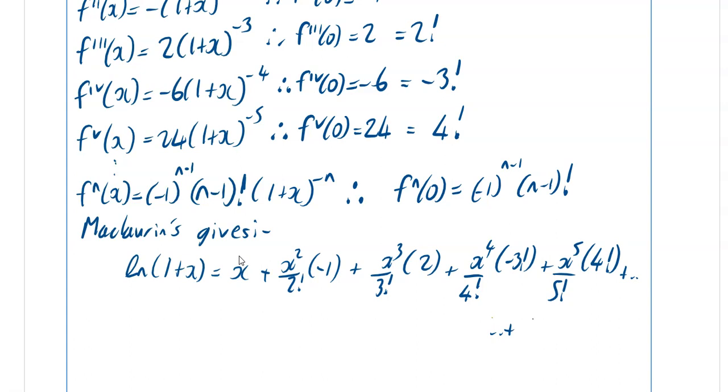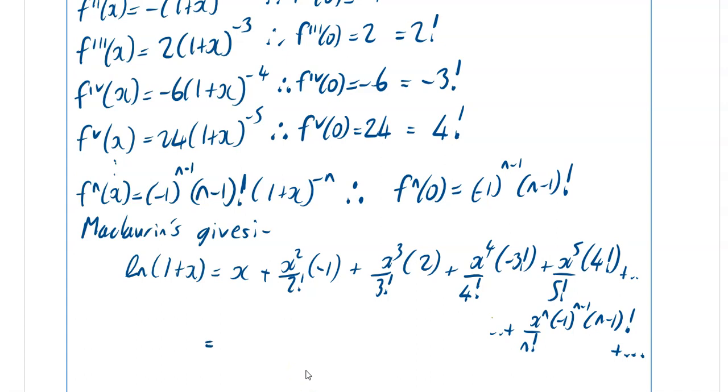My general term then is x to the n over n factorial times (minus 1) to the power of n minus 1. That's times (n minus 1) factorial. And you can see what I mean. The hard part of these questions is going to be tidying up the general term. Okay, we're going to start tidying this up.